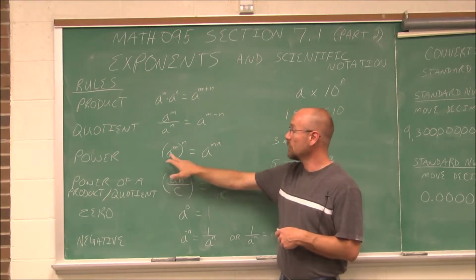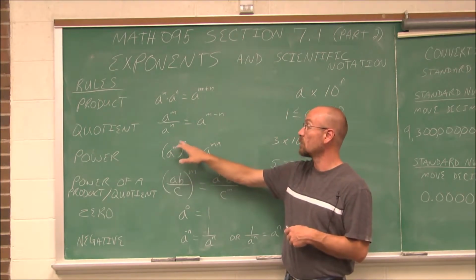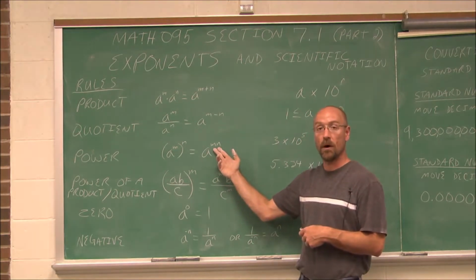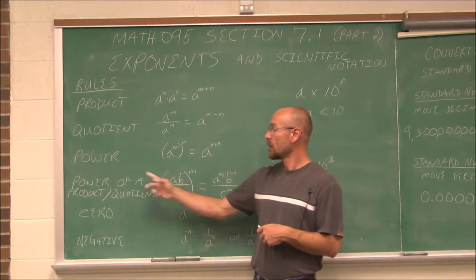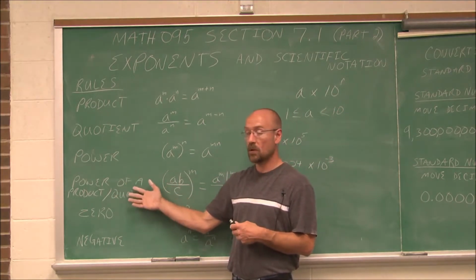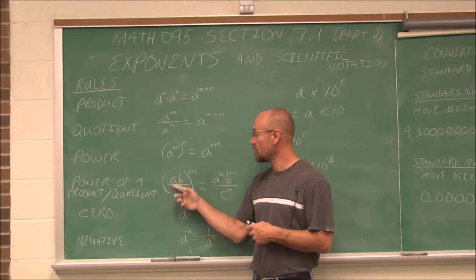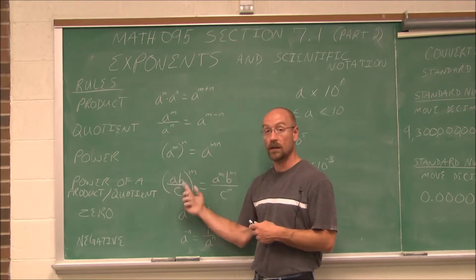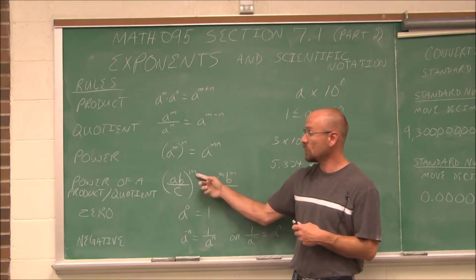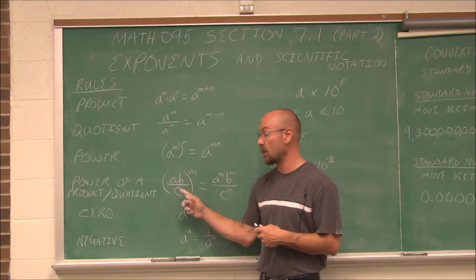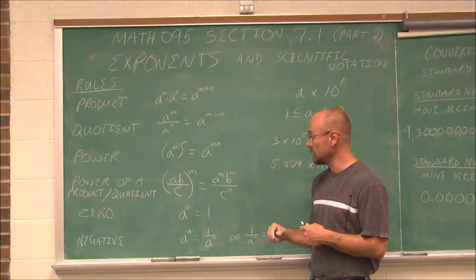For the power rule, if we have a base to a power raised to a power, we have an exponent raised to an exponent, we can simply multiply them. The power of a product or the power of a quotient, this example applies to both. If we have a product or a quotient or a combination of those raised to a power, we distribute the power to each thing within those parentheses. So we just distribute it to each thing.